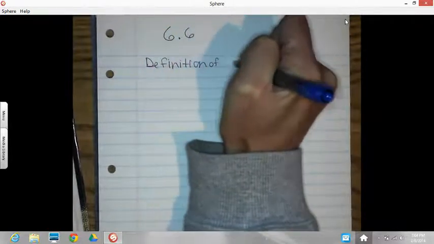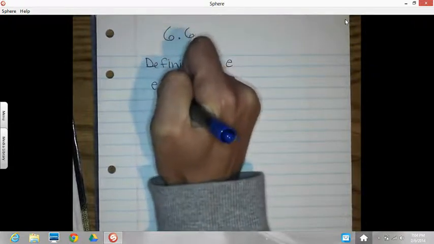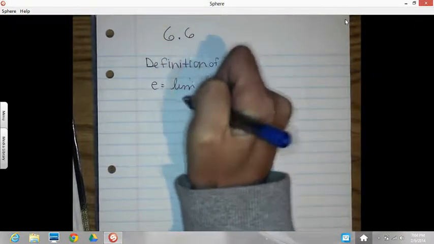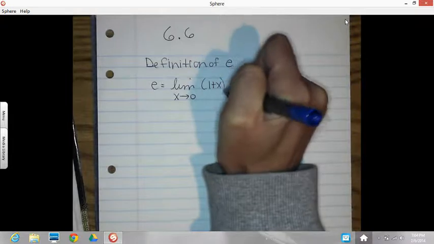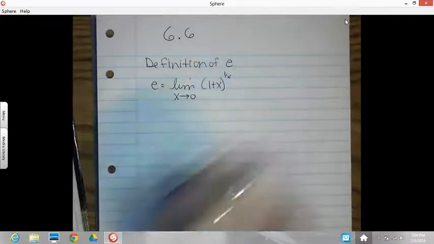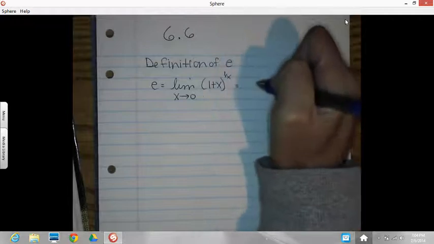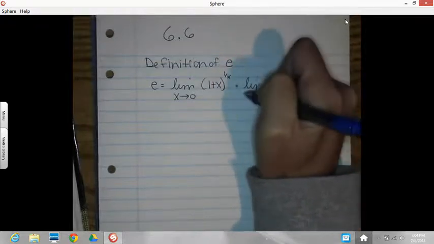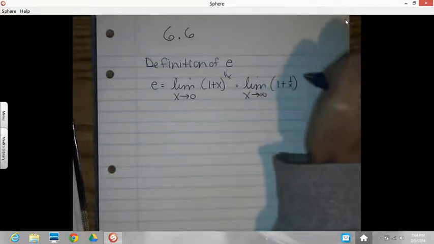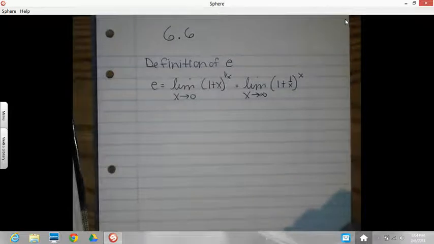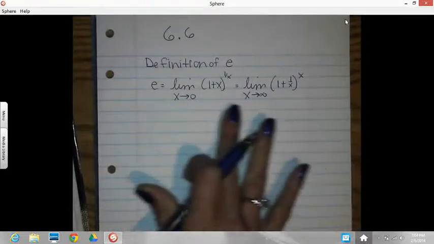The definition of E. E is actually the limit as x approaches 0 of this function 1 plus x raised to the 1 over x. And it's also equal to the limit of another function as x approaches infinity of 1 plus 1 over x raised to the x. Okay, not that you need to know any of that, but that's where it came from.